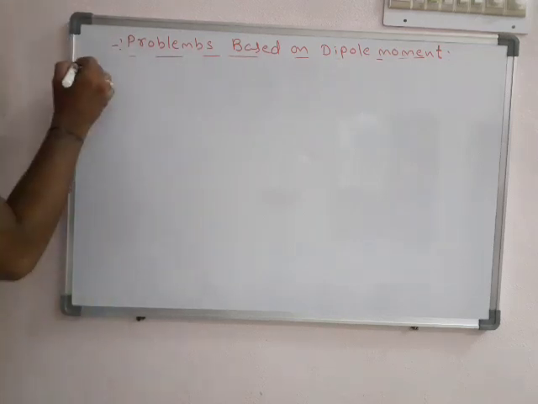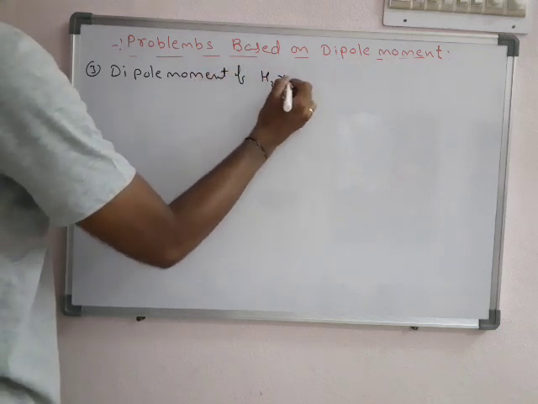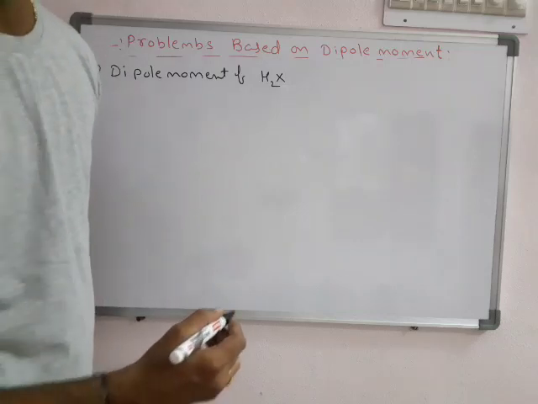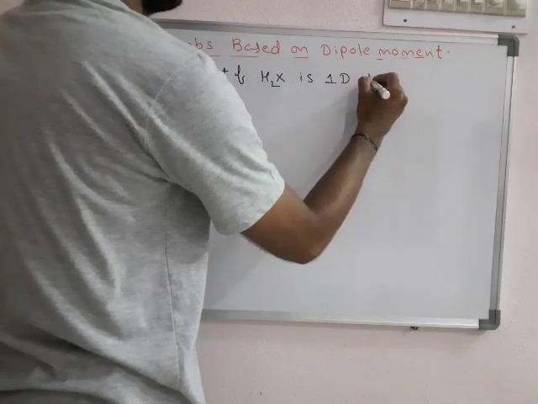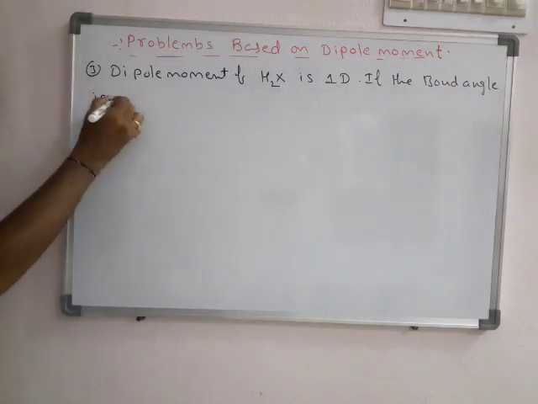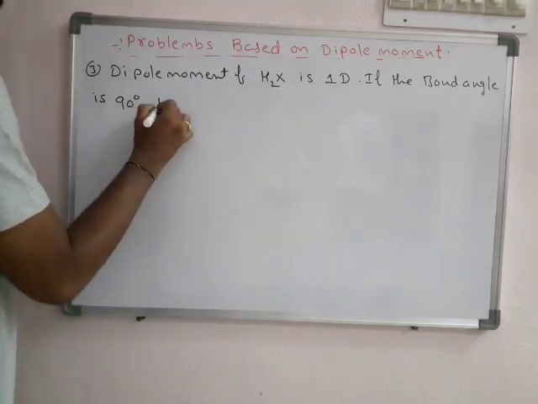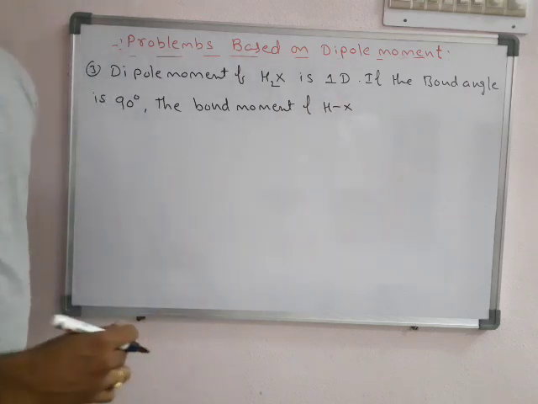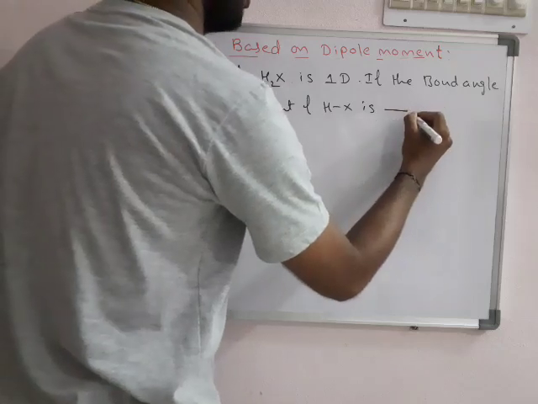The dipole moment of a molecule H2X, capital X, is given as 1 D. If the bond angle is 90 degrees, the bond moment of HX is dash.